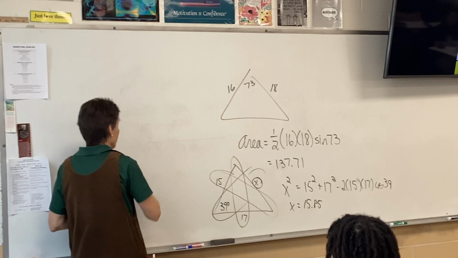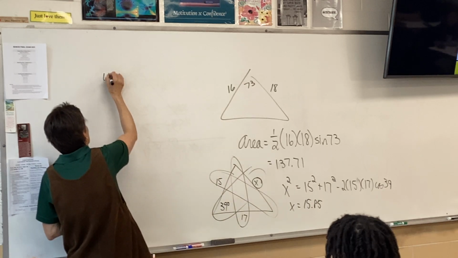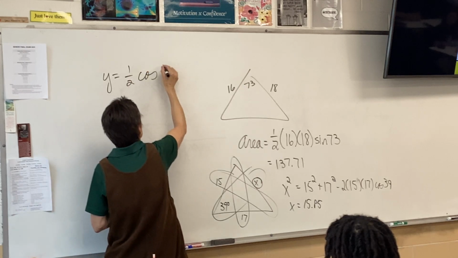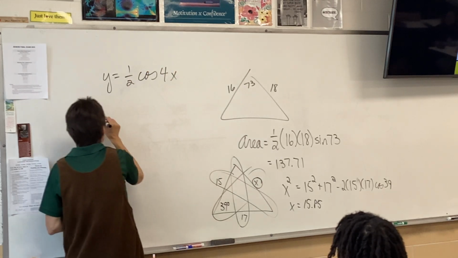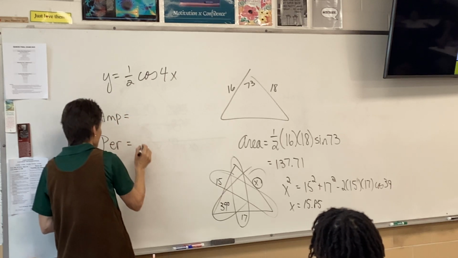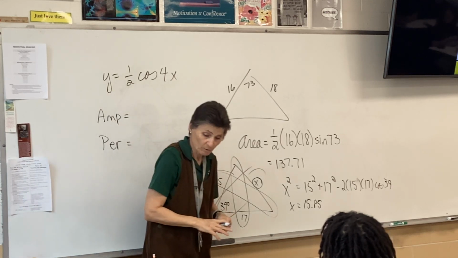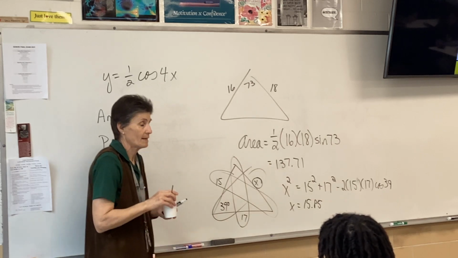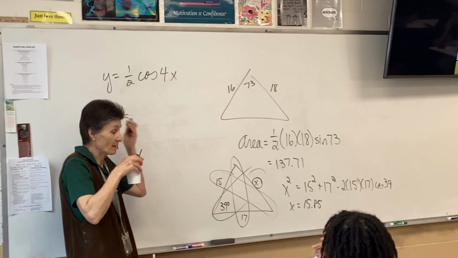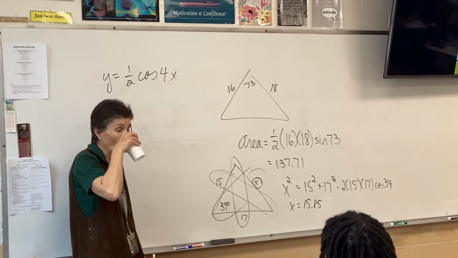We'll do a couple more no calculator problems. What about this equation right here? Amplitude and period. That's all you need to know. Either both of them or one of them, but that's it. So can you tell me either one, or can you tell me anything about this equation?